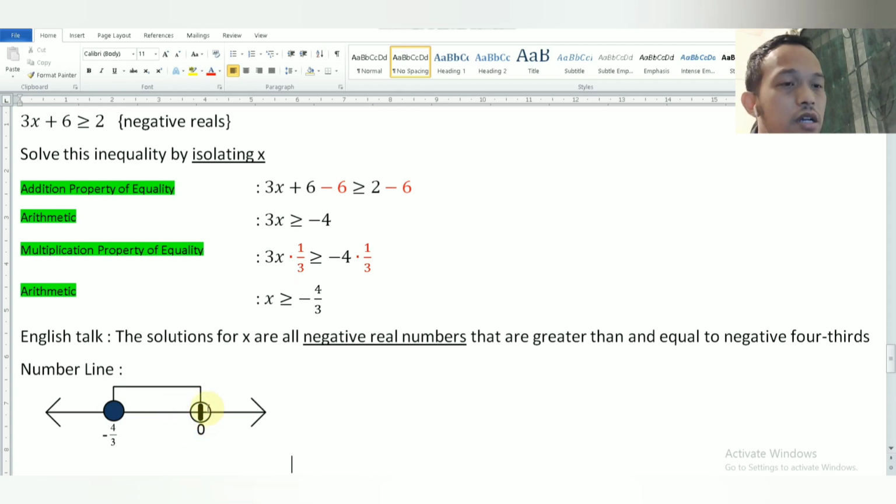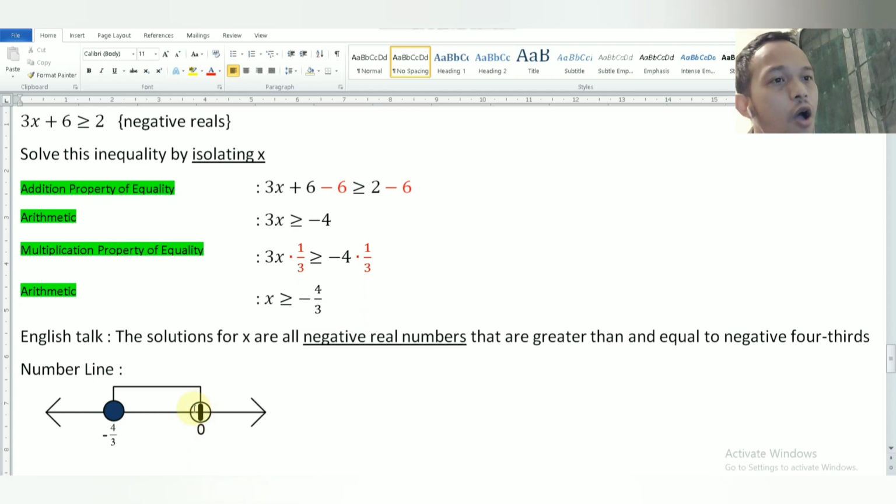All numbers inside or between that will be your solutions. And negative 4/3 is also your solution since we use the closed circle. But 0 itself is not the solution since 0 is not a negative real number. So the open circle must be used.